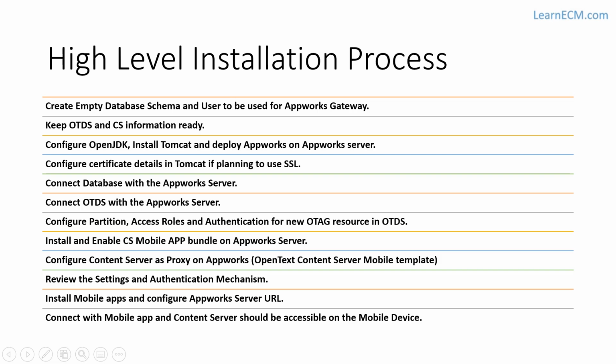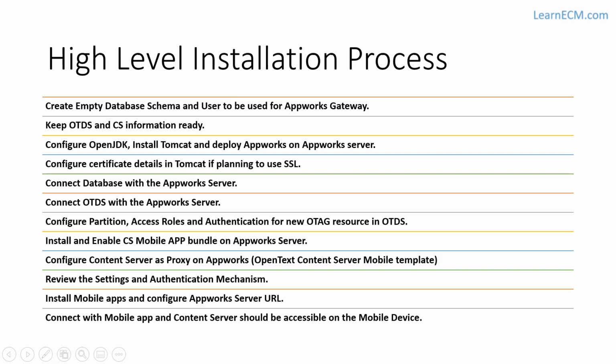After that, we need to configure content server as a proxy on AppWorks. This is how it will be able to connect with our content server. We need to use the OpenText content server mobile template. It is already there in the configuration. So we just need to select this template and provide the content server URL. Once that is done, we just need to review the settings and the authentication mechanism that we want to use here. There are different authentication mechanisms which we can use.